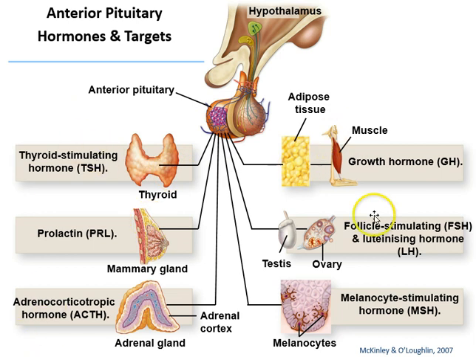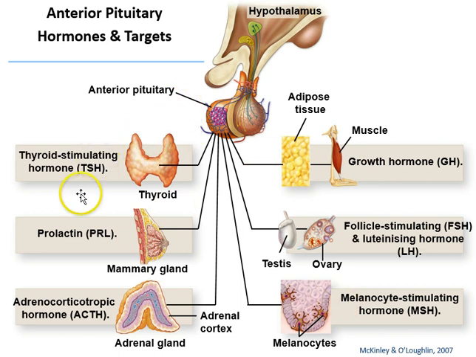This here indicates the targets of some of the hormones made by the anterior pituitary. Thyroid stimulating hormone made by the pituitary targets the thyroid gland. Prolactin targets the mammary glands. Adrenocorticotrophic hormone targets the adrenal glands, and so on.